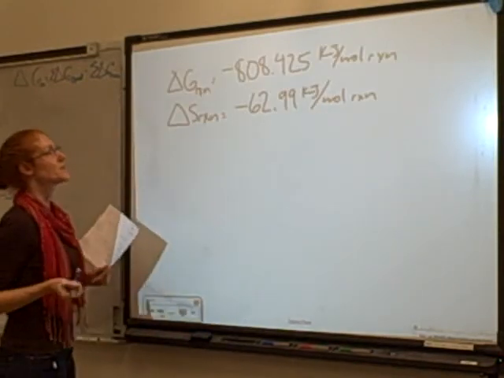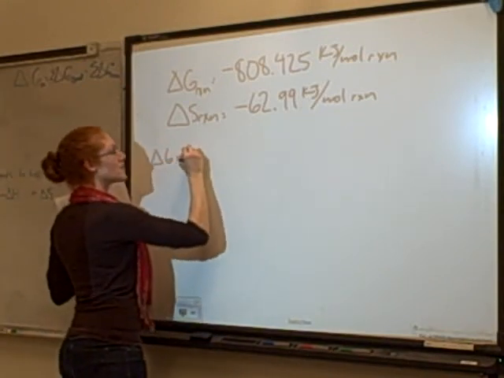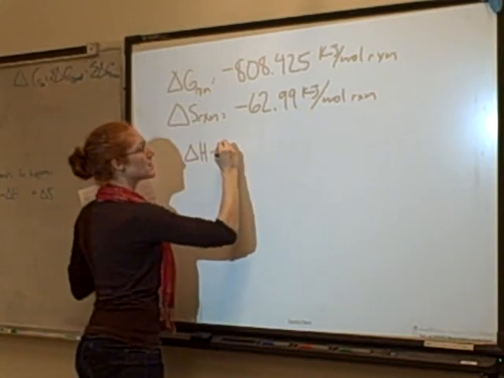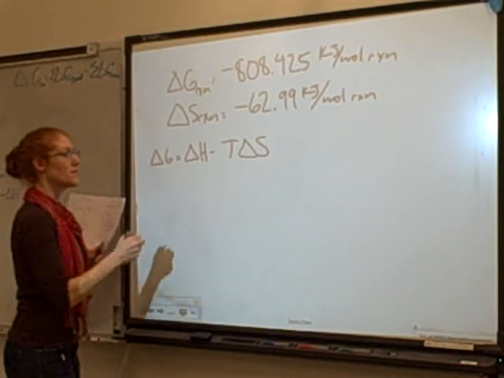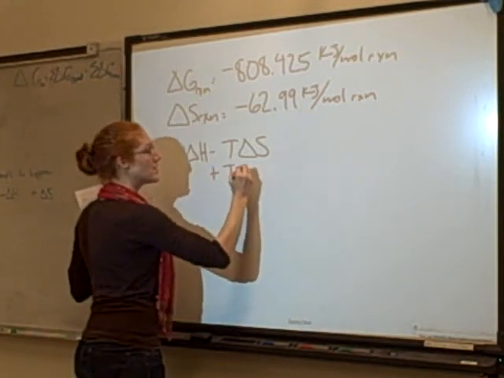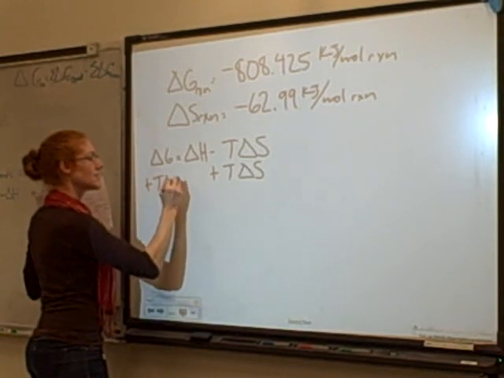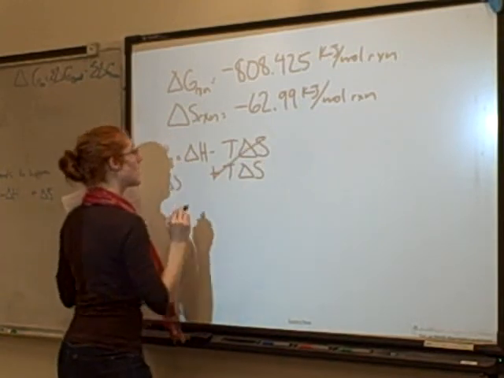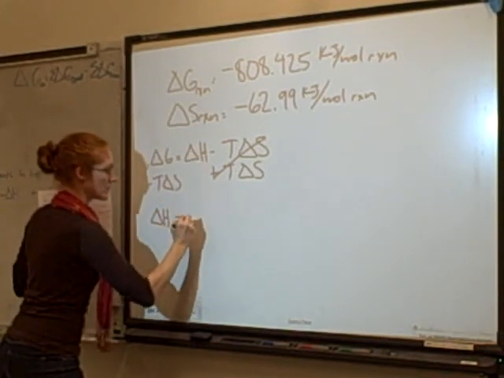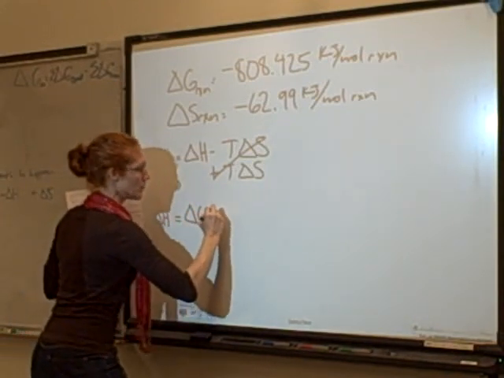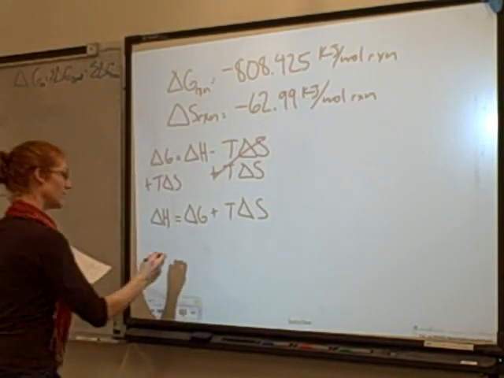Okay, here's my Gibbs. Here's my entropy. I'm using delta G equals delta H minus T delta S. I'm solving for delta H, so let's get it by itself. We'll add T delta S to each side, plus T delta S. Alright, so I end up with delta H is equal to delta G plus T delta S. Let's plug some stuff in.